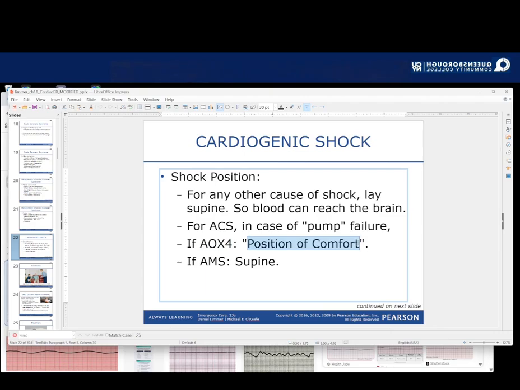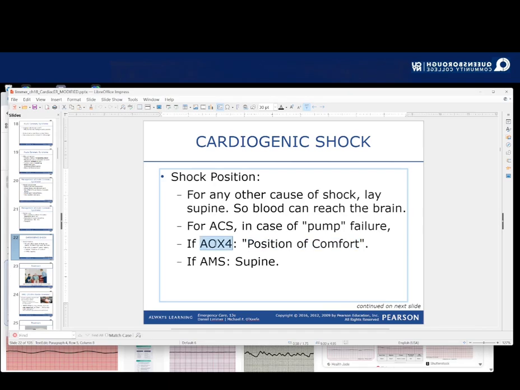What's the difference between position of comfort and semi-Fowler's? Semi-Fowler's is when the EMT decides what angle the torso is at. Position of comfort is when the patient decides what angle their torso is at. So you start changing the angle of the stretcher and saying, is this better? Do you want it to be higher? Do you want it to be lower? And then the patient will give a couple of directions, and then finally the patient says, yeah, that's about right. I like staying like this. That's it. That's their position of comfort.